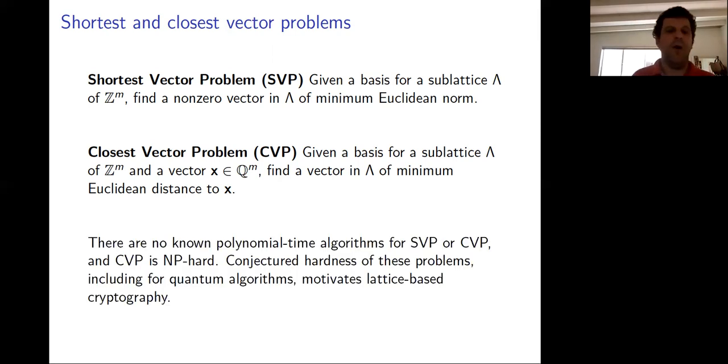Now, one important thing about these problems is that they're hard. There are no known polynomial time algorithms for either of these, at least with the dimension varying, and the CVP is even NP-hard. So this makes them attractive for cryptography. Not only do they seem to be hard for classical algorithms, people conjecture that they're even hard for quantum algorithms. So people who do post-quantum cryptography try to build cryptosystems on these things. I'm not going to be talking about that. I don't know that much about it, but it's certainly an application.